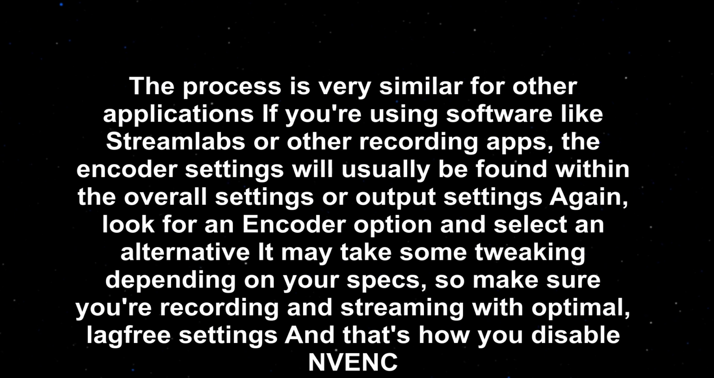The process is very similar for other applications. If you're using software like Streamlabs or other recording apps, the encoder settings will usually be found within the overall settings or output settings again. Look for an encoder option and select an alternative.